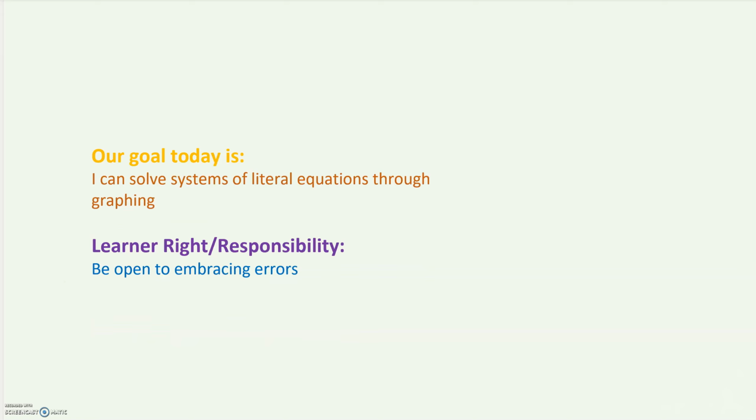All right, our goal for today is that I can solve systems of literal equations through graphing. And our learner right and responsibility is to be open to embracing errors. Remember that we're still learning, so making mistakes is totally part of that. And when you make mistakes, that's fine because we have to learn from them. We reflect and we learn better that way. So make mistakes and be proud.